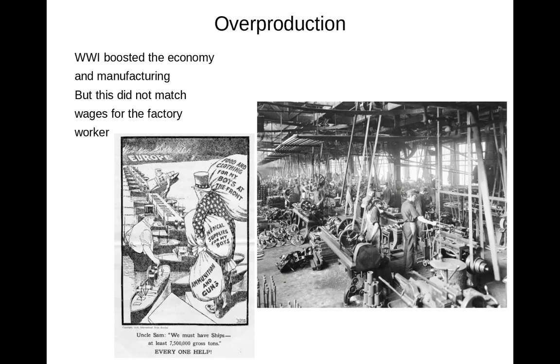So guys, for uneven distribution of income under number 1, I'm going to be getting right into overproduction. And these 2 pictures just kind of sum it up. I want you guys to put down that World War I boosted the economy, and the manufacturing really did increase, but this did not match the wages for the factory worker. So you can also check out what Uncle Sam is putting on board, and it really does exaggerate, but it shows you that our economy was deeply affected. So we just produced too much, guys, too much.